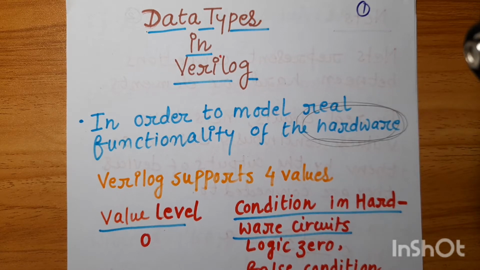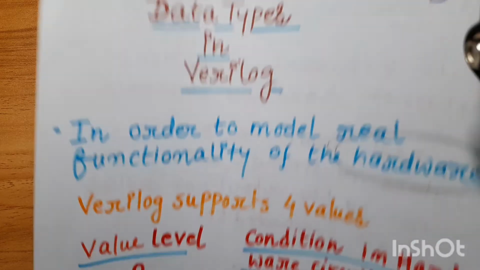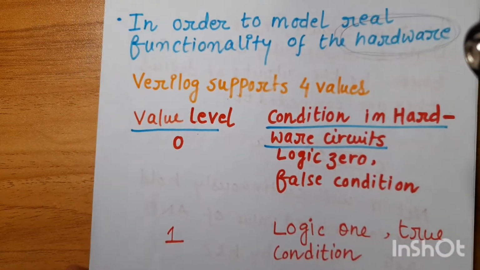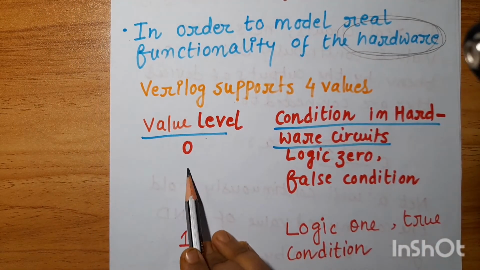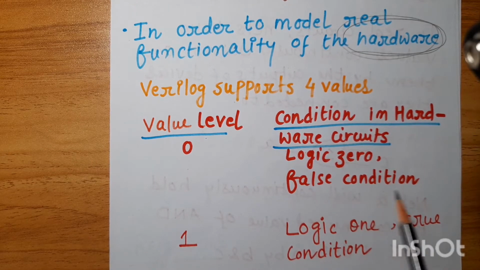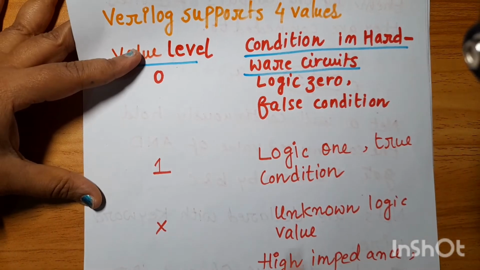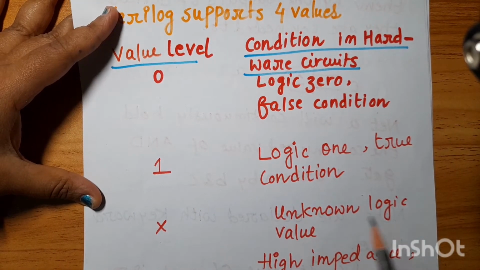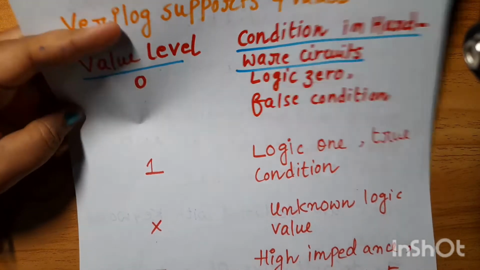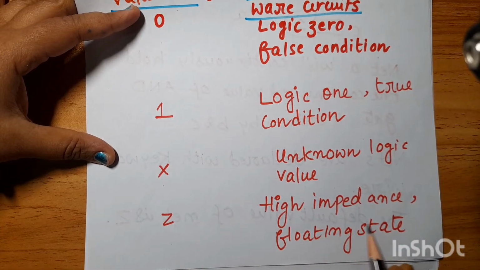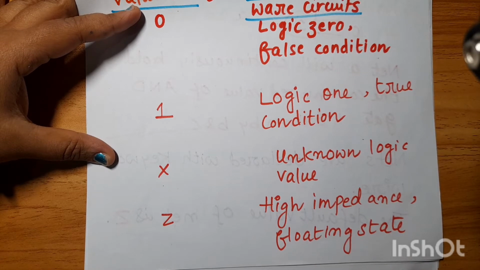Verilog supports 4 value levels, 4 conditions in a hardware circuit. One is value level 0, that means logic 0, false condition. Value level 1 means logic 1, true condition. When the value level is x, it is an unknown logic value. Value level z means high impedance, floating state.